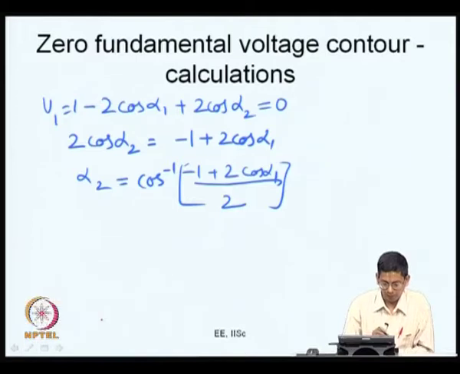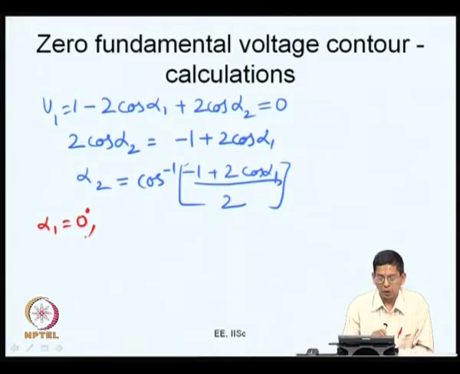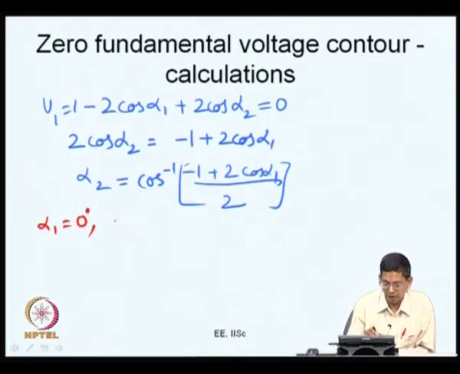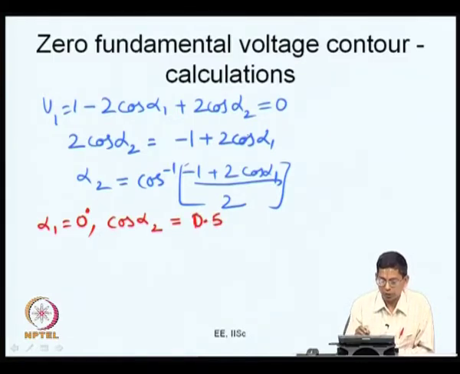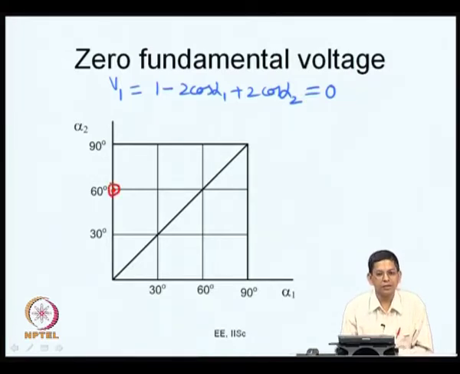Okay. Let us come up with some values here. Let me take alpha 1 is equal to 0. It is a simple value to start. If I say alpha 1 is equal to 0, then what do I get here? Cos alpha 1 is 1, therefore 2 cos alpha 1 is 2. So, you have minus 1 plus 2 is 1, so cos alpha 2 is half, 0.5, and alpha 2 is cos inverse of 0.5, which is 60 degrees. So, if I consider alpha 1 is equal to 0 and I want V 1 is equal to 0, I get my corresponding alpha 2 to be 60 degrees. So, where is that? Let me go back to the previous curve. Here, alpha 1 is equal to 0 and alpha 2 is equal to 60 degrees. This is the point I get now.